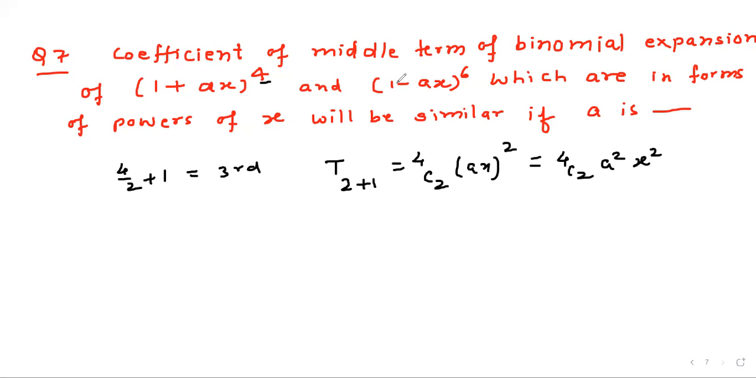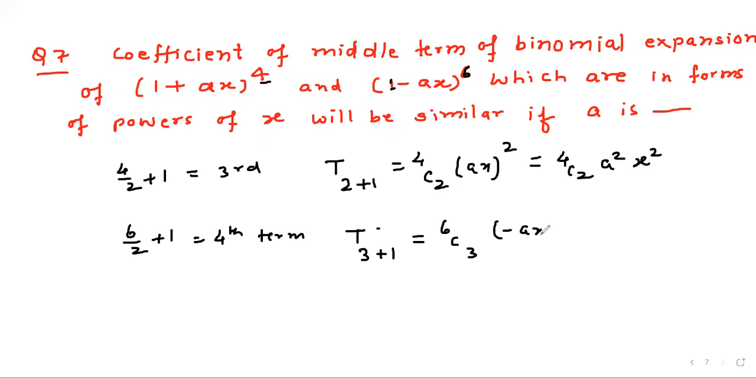Now in the second, (1 minus ax) power 6, here the power is 6, so the middle term will be 6 divided by 2 plus 1, that is the fourth term. So we find T4, that is T(3 plus 1), 6C3 (minus ax) power 3. So it will become 6C3 minus a cube and x cube.